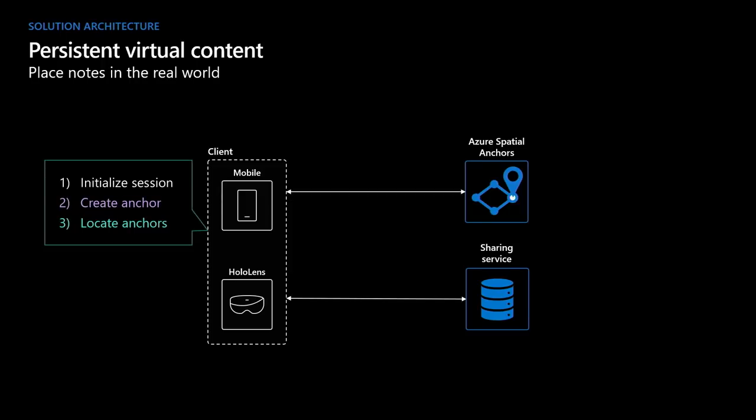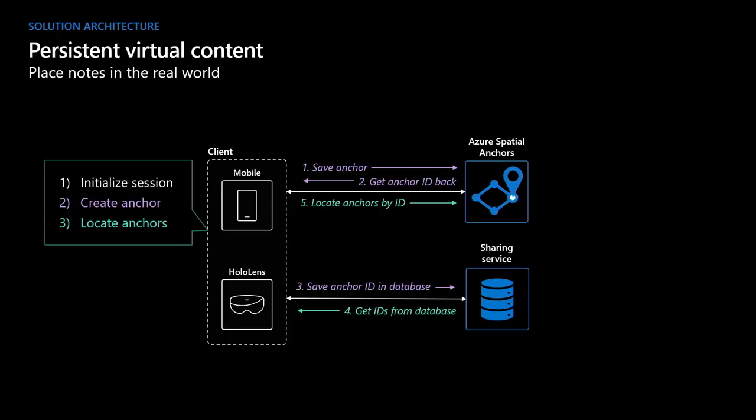There's three main things. First, we're initializing a session. Then, we're creating an anchor. And finally, we're locating the anchors. So if we walk through how data is flowing, first, we save the anchor to ASA. In return, we get an ID. We save that ID to the database, and we've created an anchor. When we're ready to locate anchors, we're going to get the IDs from the database, tell them to ASA through the criteria that we set on a watcher, and get back the anchors. In between steps 5 and 6, you're scanning your phone around to get environment data.